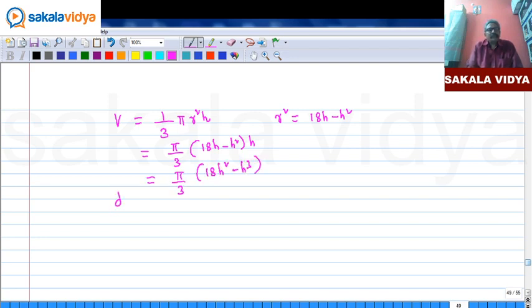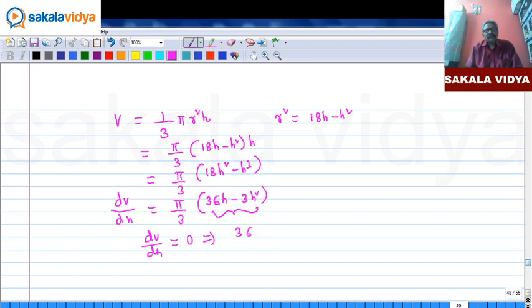So let us find dV by dH. That is equal to pi by 3 into the differentiation: 18 times 2H is 36H, minus 3H square. For maximum, dV by dH is equal to 0. So 36H equals 3H square. Here H cancels, and H equals 12. Now we got the H value.